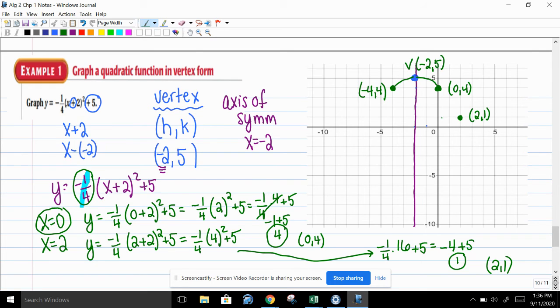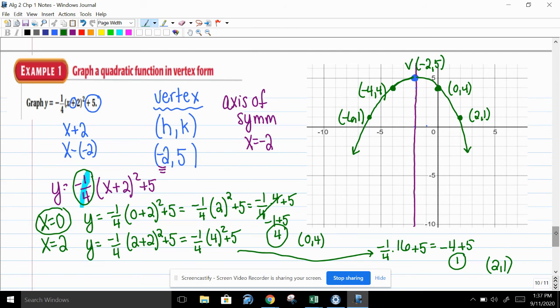Okay, and that point is 1, 2, 3, 4 units away this way. So I'm going to go 1, 2, 3, 4 units away that way, and that looks like (-6, 1). Okay, so now we have a real good idea of what's going on with my graph. Your U looks something like that, a wide U heading down. Hopefully you guys followed that.